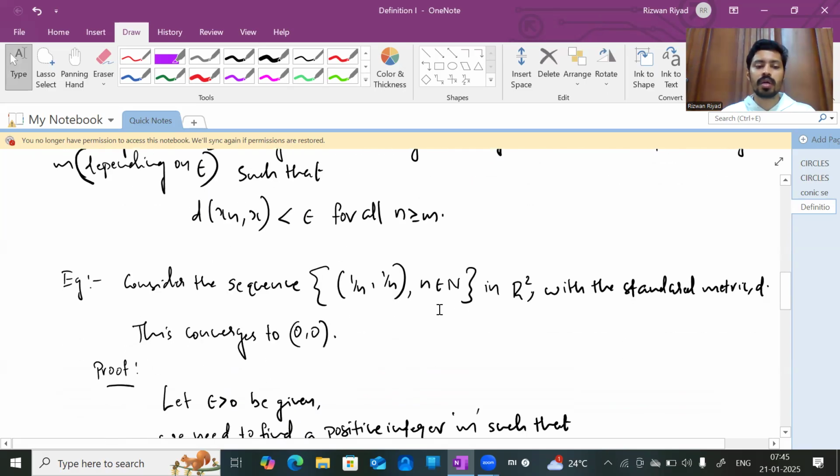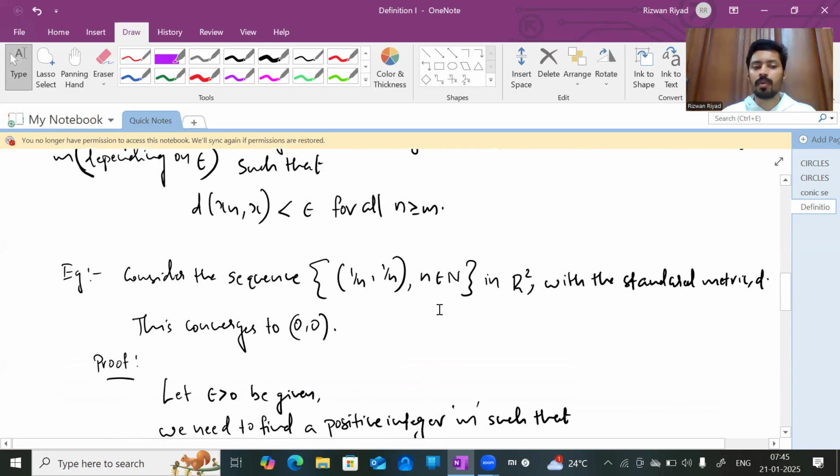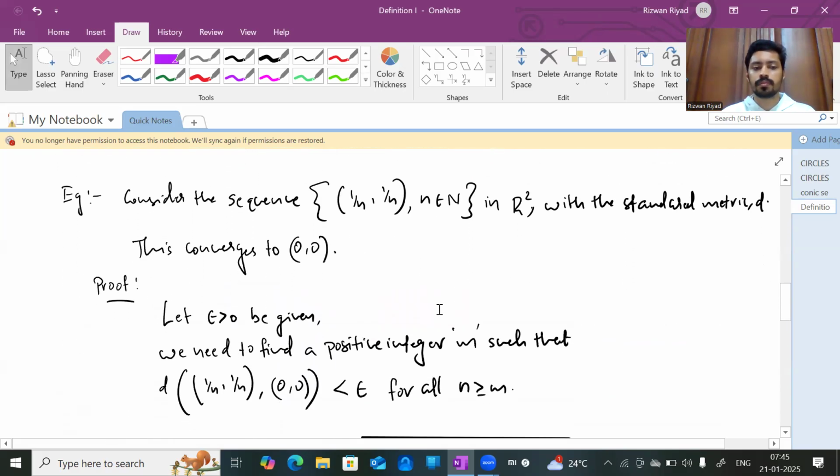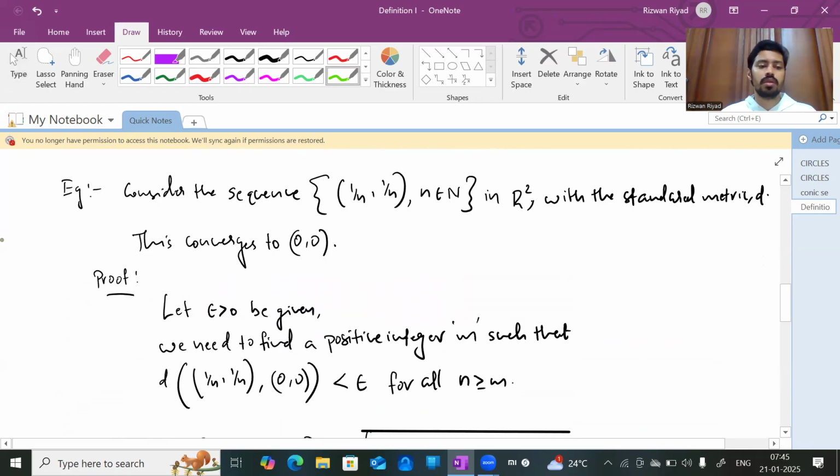Next, you can see some examples. One example for a converging sequence. Consider the sequence we have taken as an example after defining the sequence, the same sequence, the ordered pair (1/n, 1/n), n belongs to the natural numbers. This is a sequence in R2.